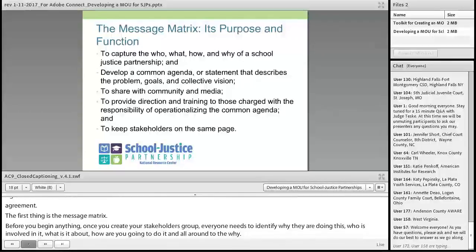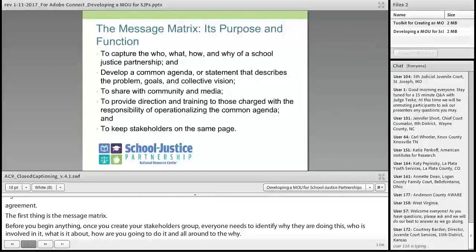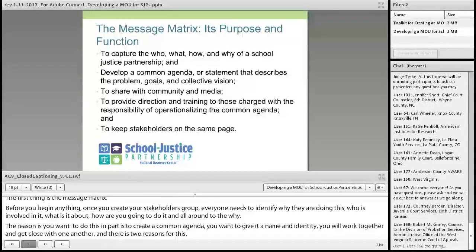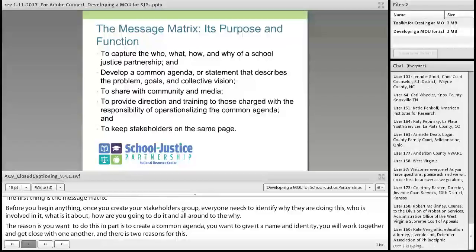You want to give your stakeholder group a name, an identity. You'll be working together. You'll be getting close with one another. But there's two big reasons for this. Number one is externally, for external purposes. You want to be able to share with your community and even the media as they get wind of this or you announce it, that when they ask a question of any stakeholder, especially any head of an agency, whether it be the superintendent, a school board member, the chief of police, the sheriff, the judge, whomever it may be, that they can pull this message matrix out and answer any of those questions, and everyone's going to be given the same answer. It will not be confusing.